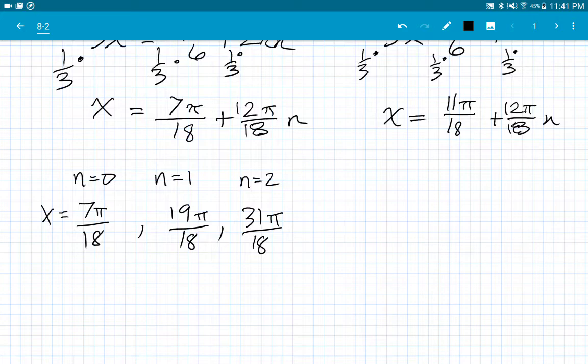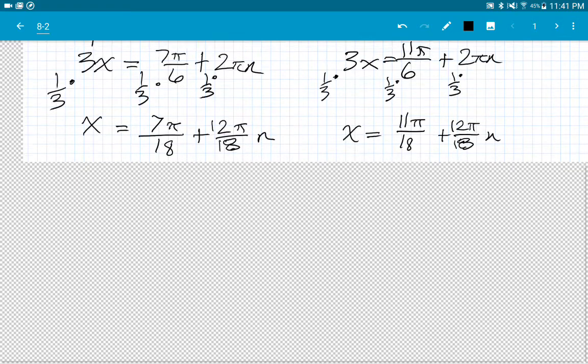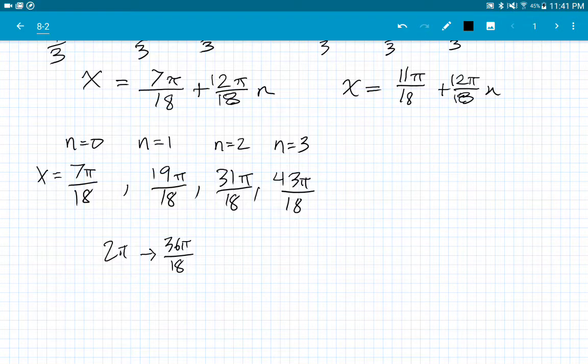Well, we know that our domain restriction goes from 0 to 2 pi. So if I think about 2 pi in terms of something over 18, then that's going to be 36 pi over 18. So if I try 3, I'm guessing it's going to be probably too much. 12 times 3 is going to give us 36, and 36 plus 7 is going to give us 43 pi over 18. And we see 43 pi over 18 is exceeding 2 pi, so we can't have that as part of our answer set.